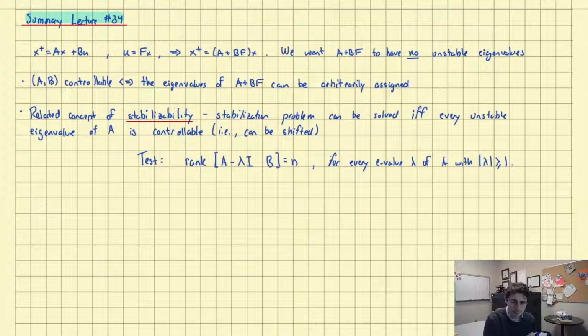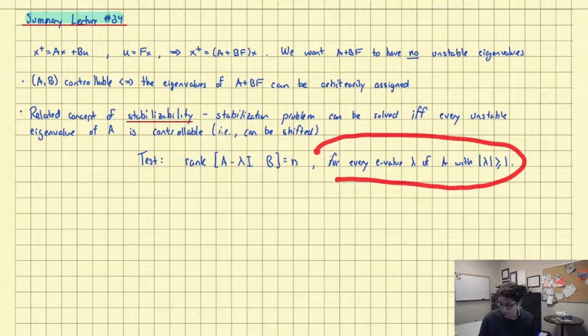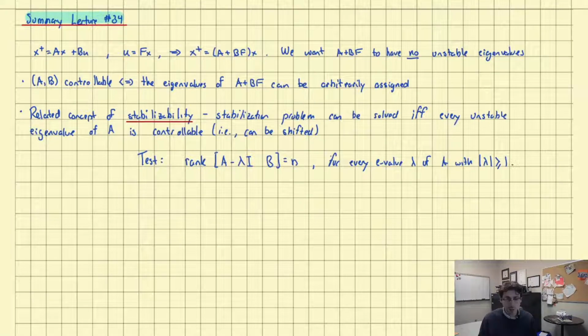And we have a test for that, and basically it's the PBH test. You check the rank of this matrix, but you only need to check it for the unstable eigenvalues of A, right? For controllability, this has to hold for every eigenvalue of A. For stabilizability, it's just the unstable eigenvalues. And again, we did an example of computing a state feedback in the case when AB is stabilizable but not controllable.